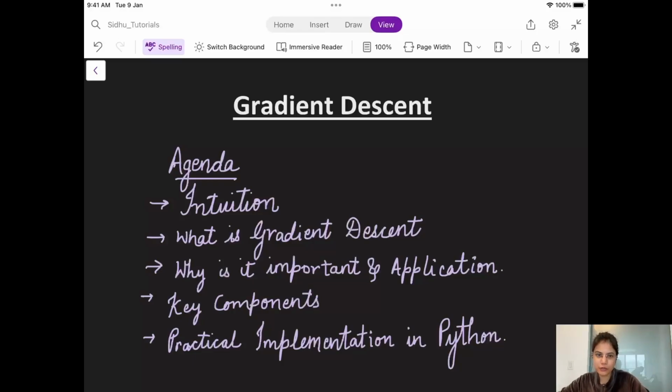Today we are going to cover another topic of machine learning, which is gradient descent, which is very important in machine learning and deep learning.